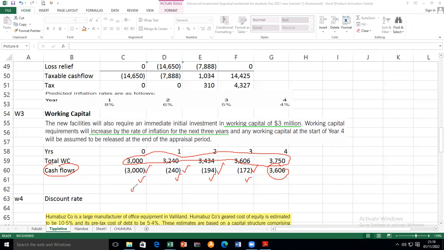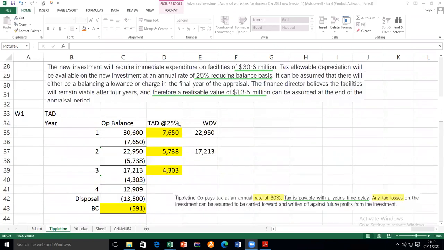So these are cash outflows. That's an outflow. That's an outflow. That's an outflow. That's an outflow. And this becomes an inflow. So this is what we expect, surely, that all of us will be able to treat this correctly.